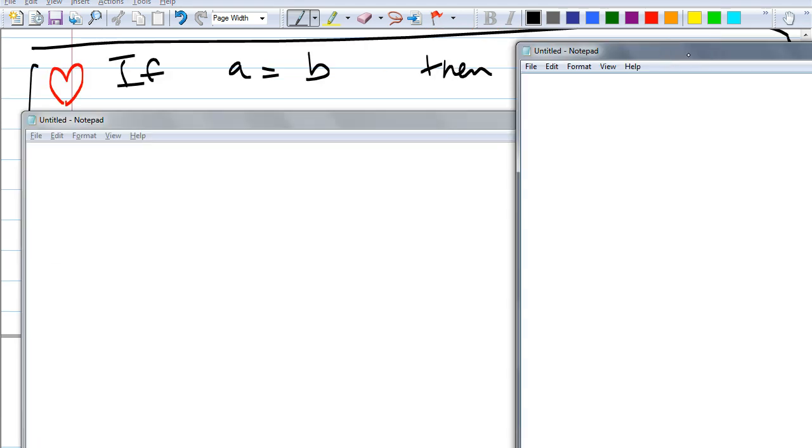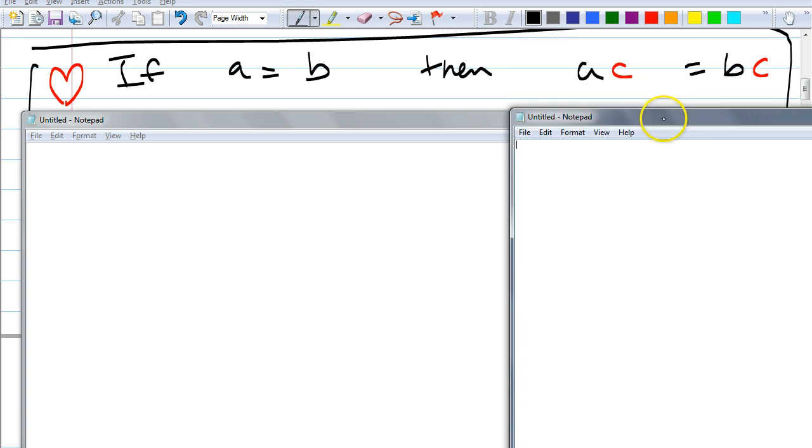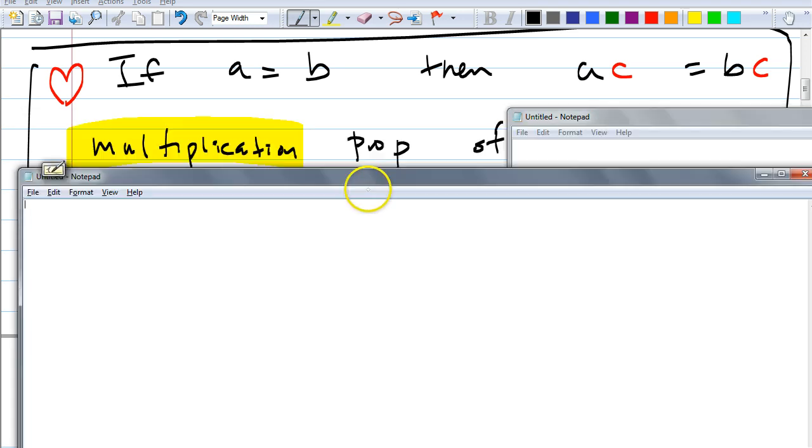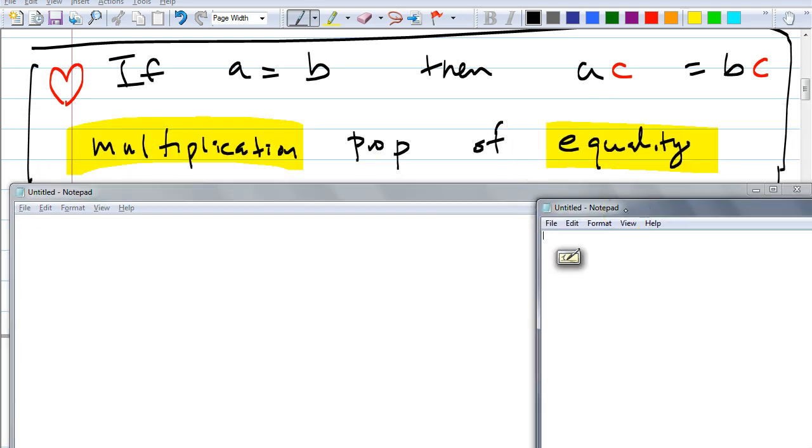Next, if I have again a equals b, a very simple equation. Is it okay to multiply both sides by the same number? Yeah. Does it change the solution at all? No. In other words, are they equivalent? Yes. Anybody want to guess what this property is called? The first one was called the addition property of equality. The second one was the subtraction property of equality. Take a wild guess in terms of what this is called. How about Kevin? Multiplication property. Exactly, you got it. It's called the multiplication property of equality.